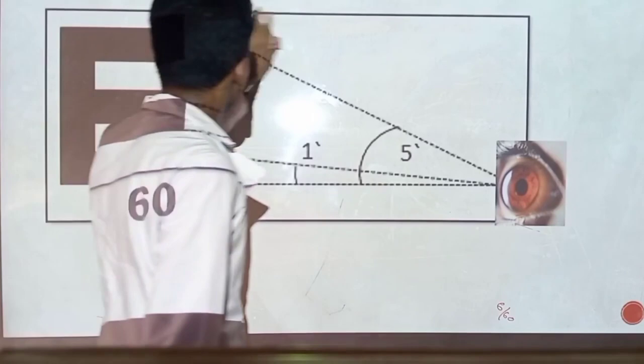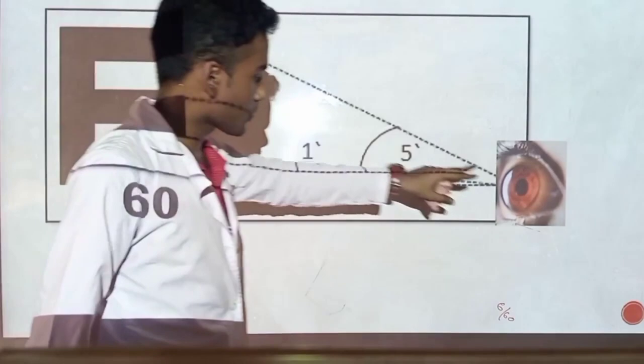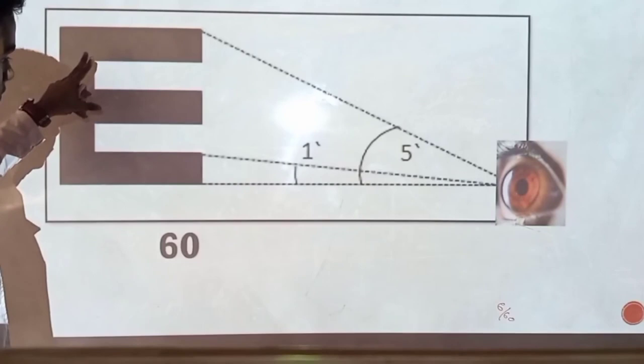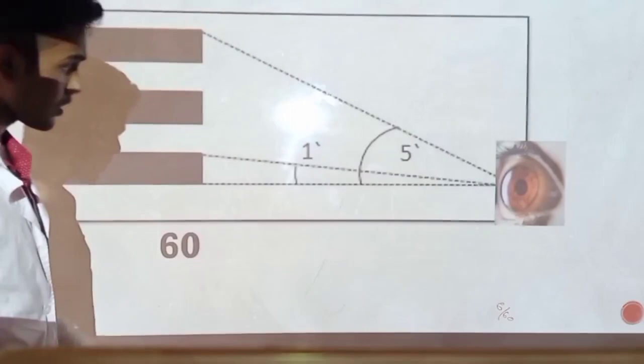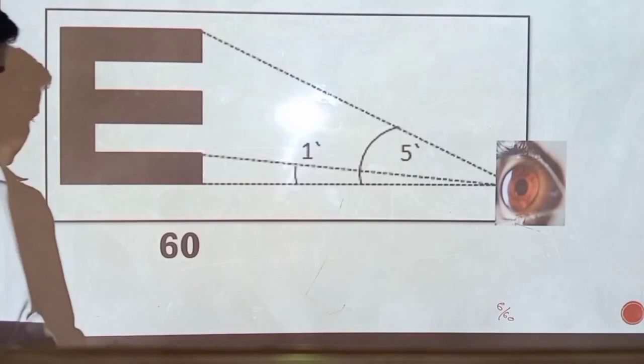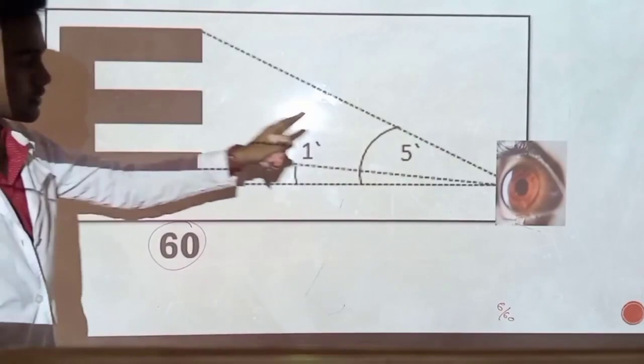That means this is the object, or this is the letter on the Snellen chart, and this is our human eye. This letter is made by 5 by 5 squares, and each small square subtends an angle of 1 minute of arc at the nodal point of the eye, and the total letter subtends an angle of 5 minutes of arc. A very important thing is that when we see the optotype of 6/60, this letter subtends an angle of 5 minutes of arc when it is seen from 60 meters distance.